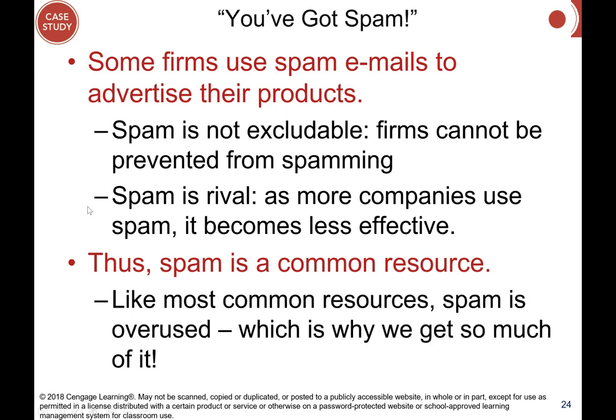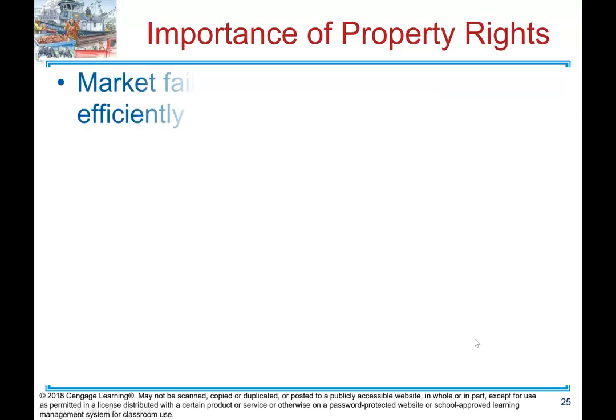Case study: you've got spam. Some firms use spam emails to advertise their products. Spam is not excludable. Firms cannot be prevented from spamming. Spam is rival. As more companies use spam, it becomes less effective. Thus, spam is a common resource. Like most common resources, spam is overused, which is why we get so much of it.